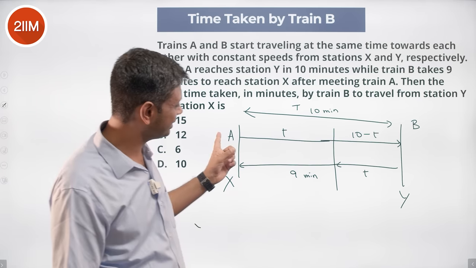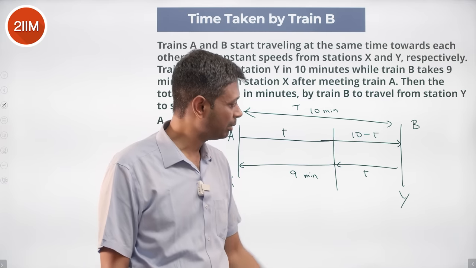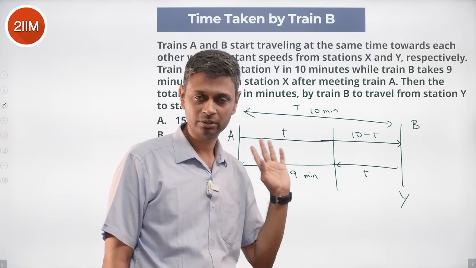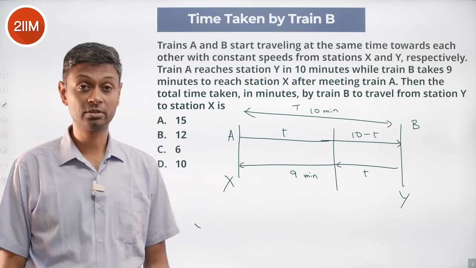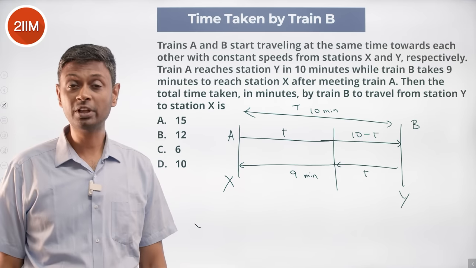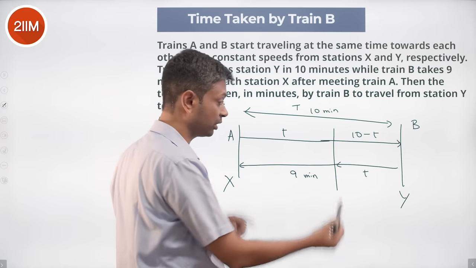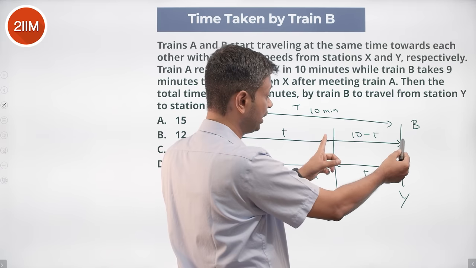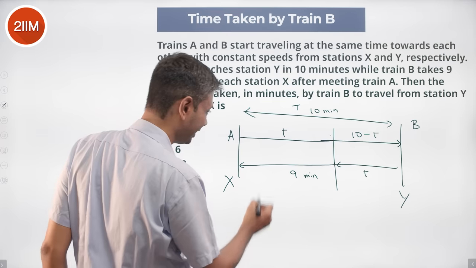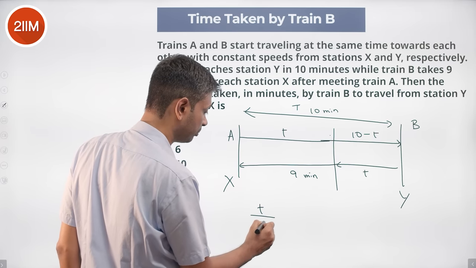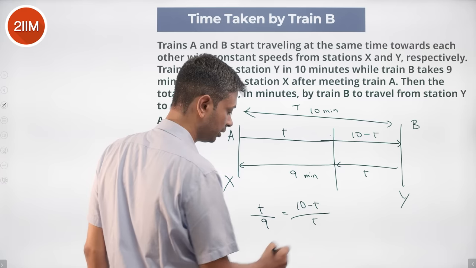A travels this distance in T minutes. B travels this distance in T minutes. And so the ratio of their speeds is the same as the ratio of their times. So in T minutes A travels, B takes 9 minutes for it. In 10 minus T minutes B travels, A takes T minutes for it. The ratio of the time taken should be the same: T by 9 equals 10 minus T by T.